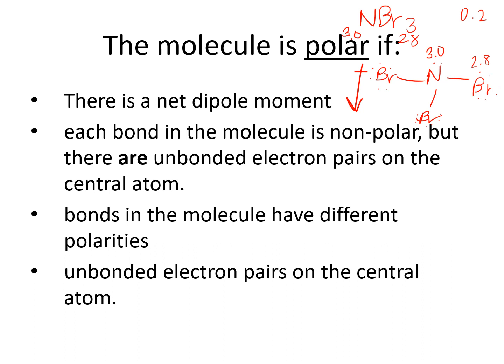So the bonds from nitrogen to bromine are actually non-polar. But because it has this lone pair on the central atom, that would make it a polar molecule, but it has non-polar bonds. So bonds in the molecule have different polarities and unbonded electron pairs on the central atom. So that's what we're talking about here.